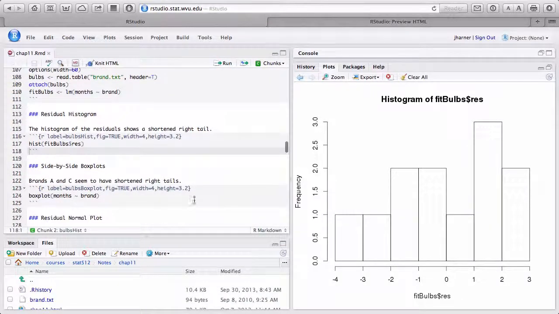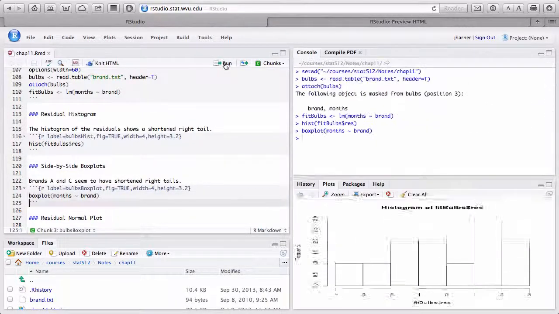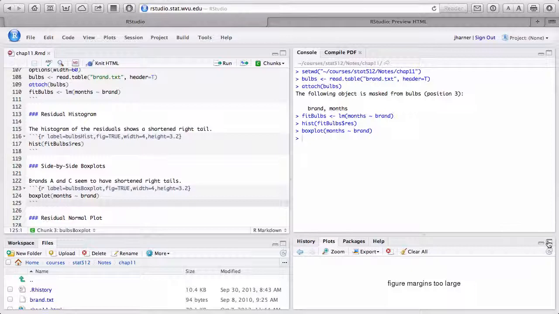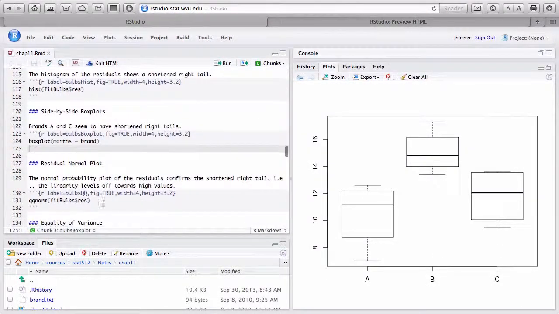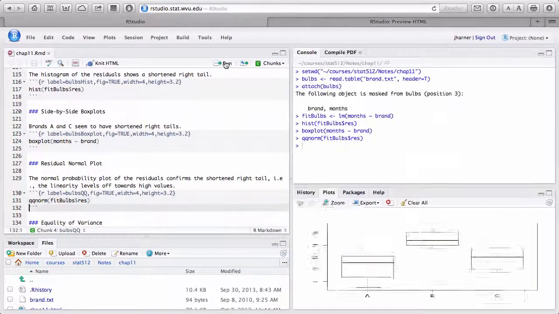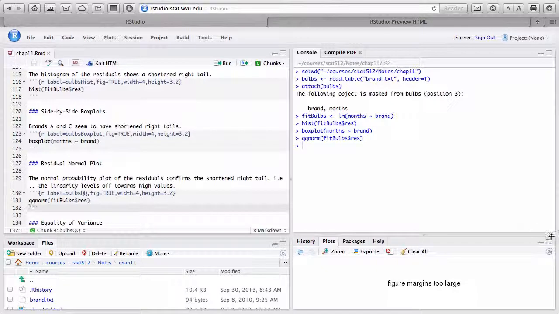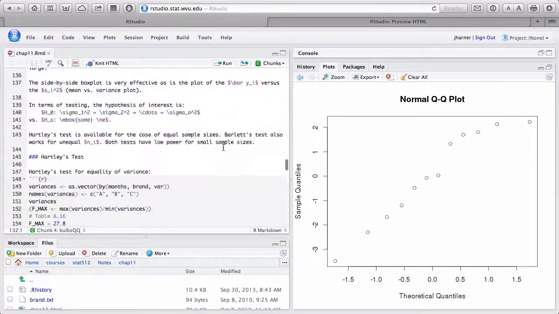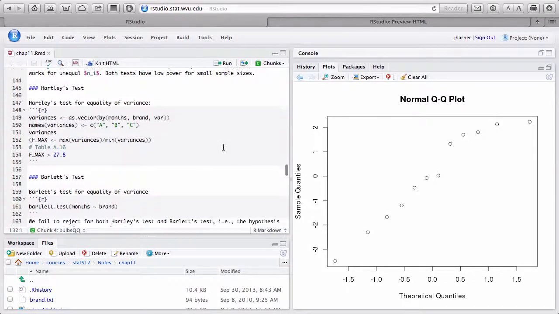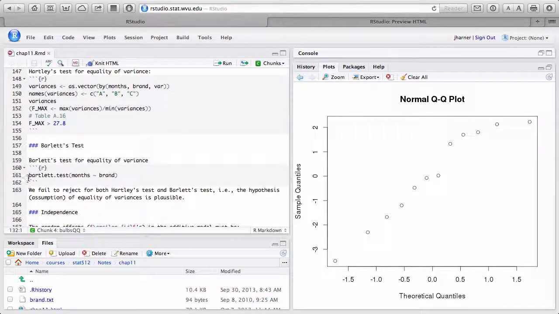And again, the side-by-side box plot, which I will have to pop up, so you can see how to do these, and here's the QQ norm. And so forth. And I'll skip the F max, but here's the Bartlett's test.